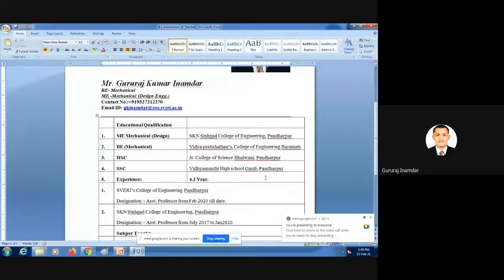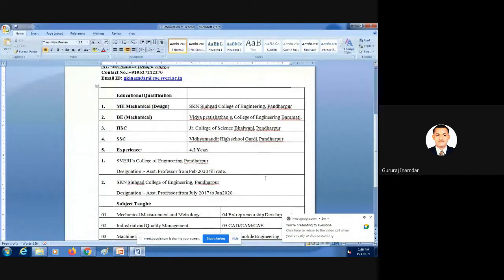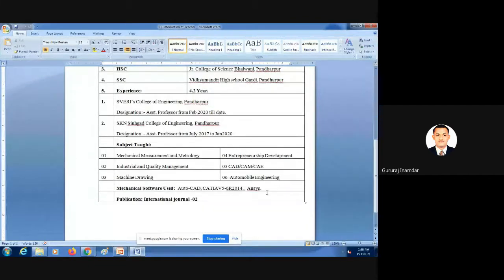Also, I have completed HSC and SSC from Pandharpur. I have 4.2 years of teaching experience: the last one year at Sweri and three years at Sinhagad, Pandharpur. I have taught the following subjects: Triple M, Entrepreneurship Development, IQM, CAD/CAM, CAE, Machine Drawing, and Automobile Engineering.